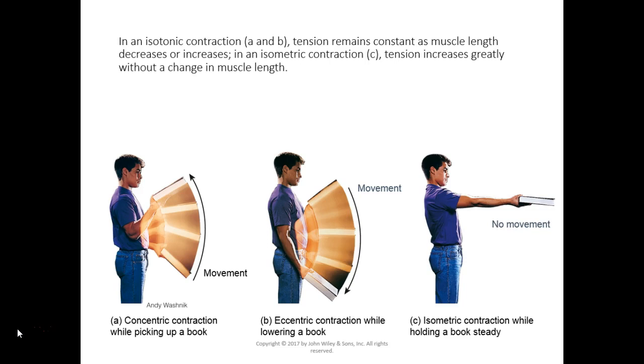Even though isometric contractions don't result in body movement, we're still using energy because it requires ATP, remember, for muscles to contract. The book's pulling downward on the arm, stretching the shoulder and the arm muscles. The isometric contraction of the shoulder and the arm counteracts the stretch. So isometric contractions are important because they help to stabilize some joints while other joints are moved. However, most activities of the body include both isotonic and isometric contractions.